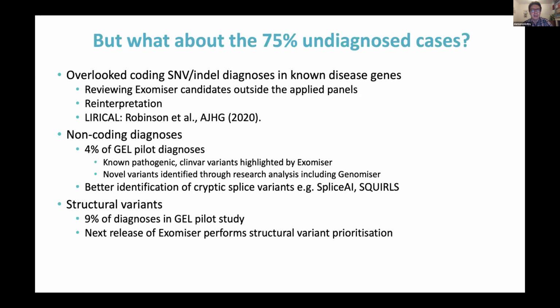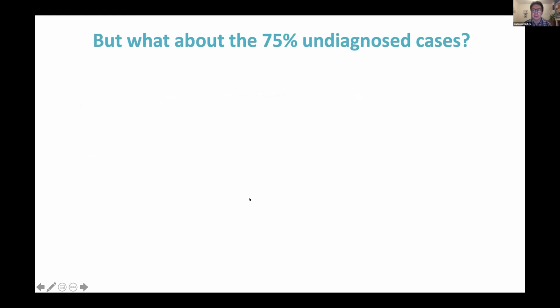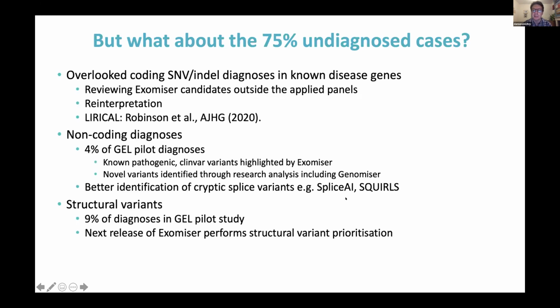But as well as looking at the coding SNVs, staying in the variant space, we want to start looking more at non-coding diagnoses. So in that GEL pilot study I was talking about, actually 4% of our diagnoses came from non-coding variants. These are either known pathogenic variants that you can find in ClinVar, or novel variants that we managed to validate through research analysis and identify using tools such as Genomiser. And particularly at the moment, people are starting to really focus on the cryptic splice variants, using tools such as SpliceAI, or a new tool called SQUIRLS that's been developed by Monarch.